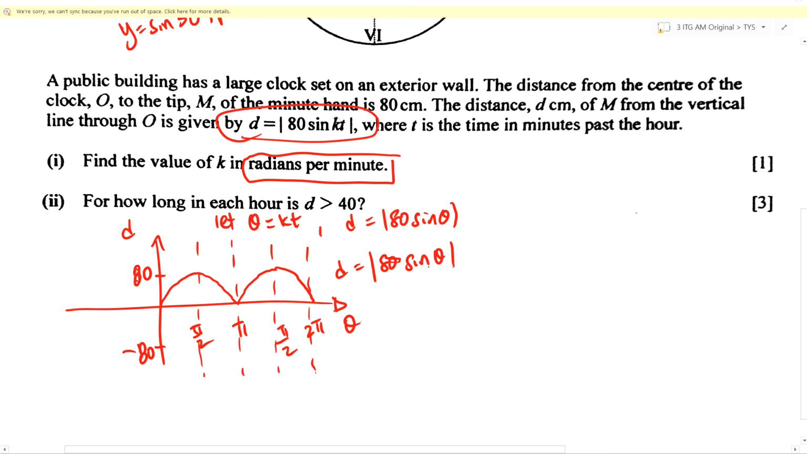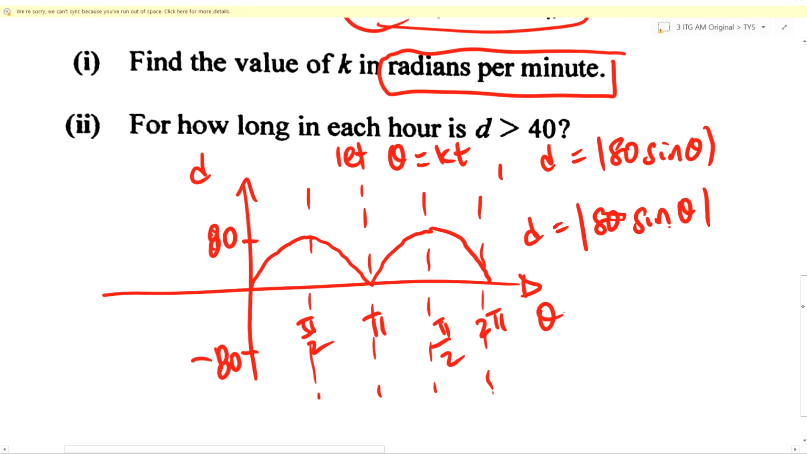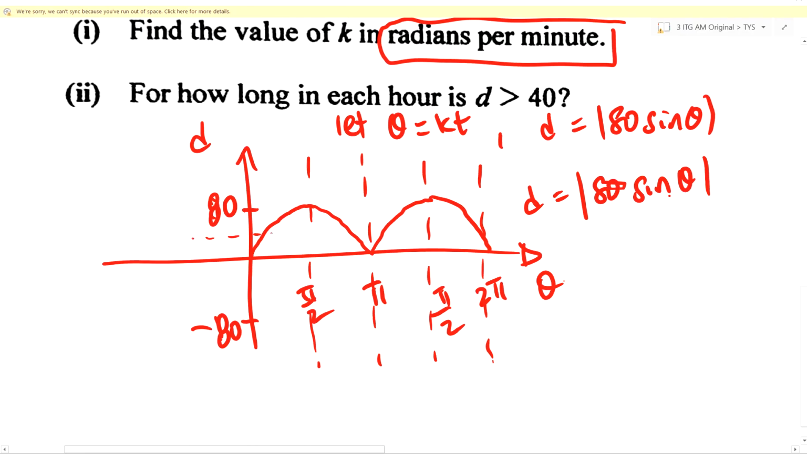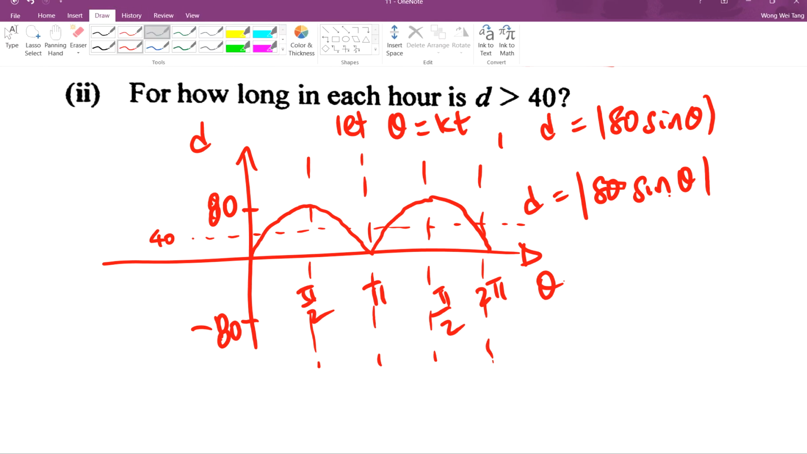This is now my graph of d equals modulus 80 sine theta. Okay, so far? And they are interested in the range of the time when the value for d is more than 40. So draw a dotted line across. And this is 40. We want to find out this particular value.